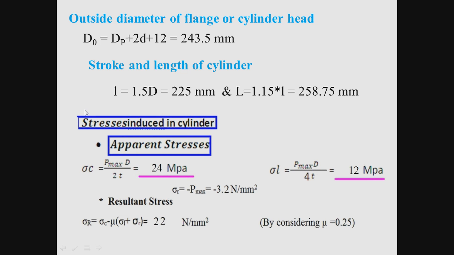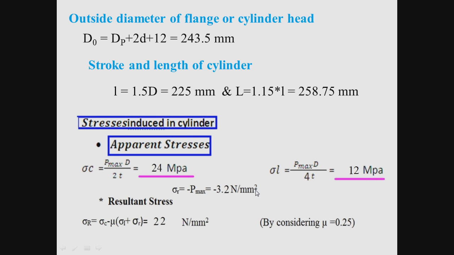Next is stresses induced in cylinders. We have to check whether the stresses induced are within the allowable limit or not. First is sigma c, which is p max into d by 2t. p max is 3.2, d is 150, t is 10. So if you substitute, sigma c will be 24 MPa. Sigma L, longitudinal stress, is p max into d by 4t. If you substitute all the values, sigma L is equal to 12 MPa.